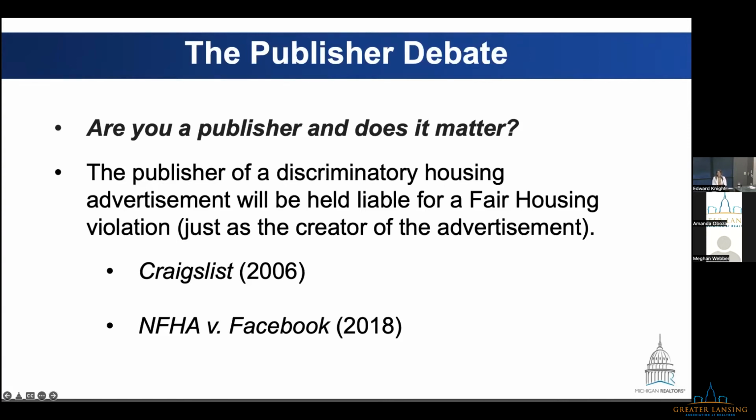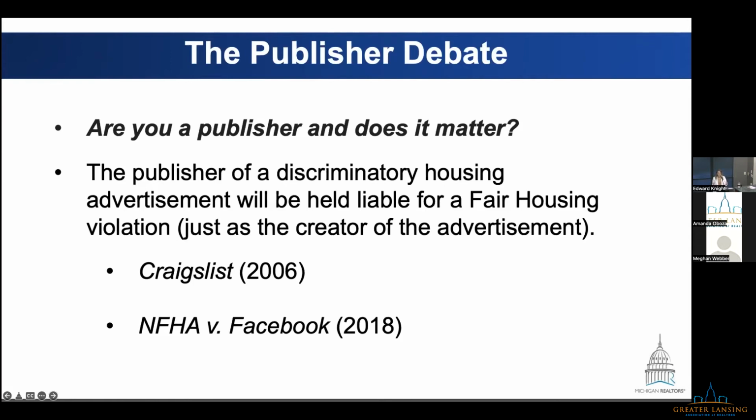Craigslist claimed that they shouldn't be held liable because they weren't a publisher. Craigslist basically said, hey, we're a website, we're immune from liability for what third parties post on our sites. These advertisements were created by third parties. We didn't have any hand in creating the discriminatory advertisements. So we shouldn't be held liable here. And the court agreed with Craigslist. The court said that Craigslist should not be held liable as a publisher.